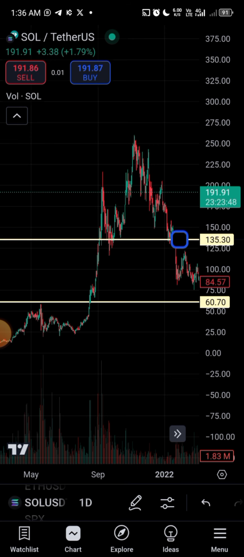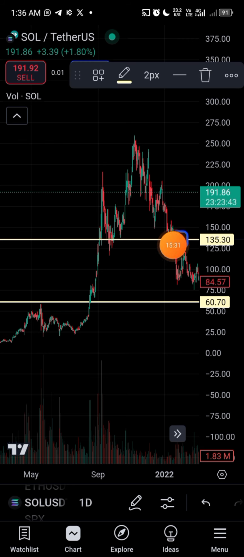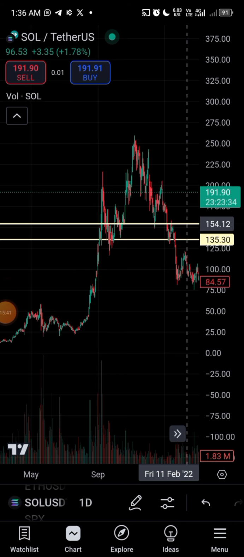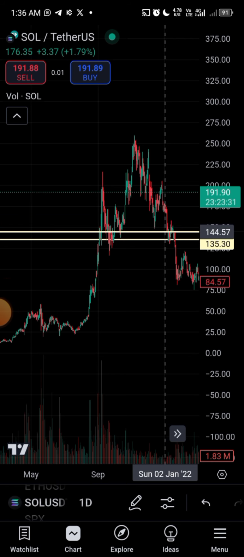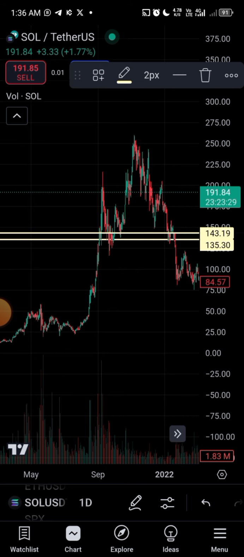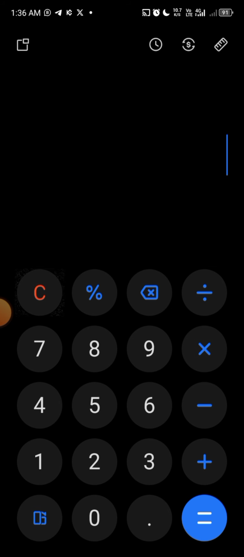So this is 135. Let me just leave it at 135. Now let's assume that it gets to this 135 and then moves up. Let me take this one up to somewhere around here, 143. So from 135 to 143 is not up to 5%, right? So let's look at 5% of 135. Let's see how much it is.